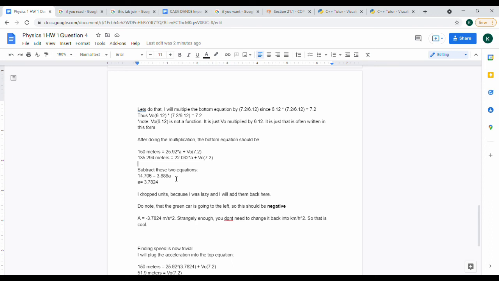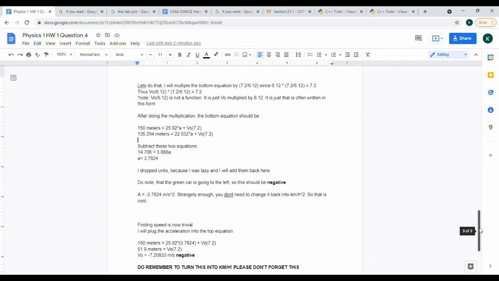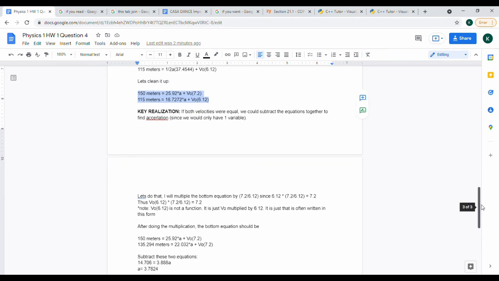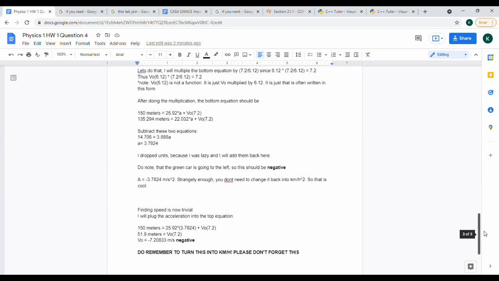So we know the car is going to the left, so this acceleration is to the left. Also, this acceleration is in meters per second squared because we changed to meters per second. Strangely enough, they don't ask you to turn it back into kilometers per hour, so we can just stop there. Finding speed, pretty trivial. You just plug in acceleration to literally any of these two equations. Doesn't matter which one. I decided to put it into the top one.